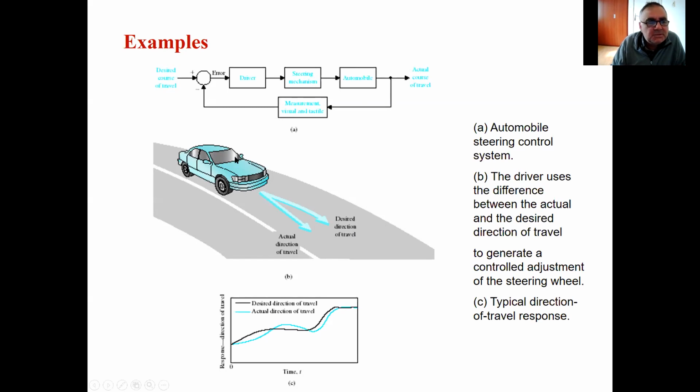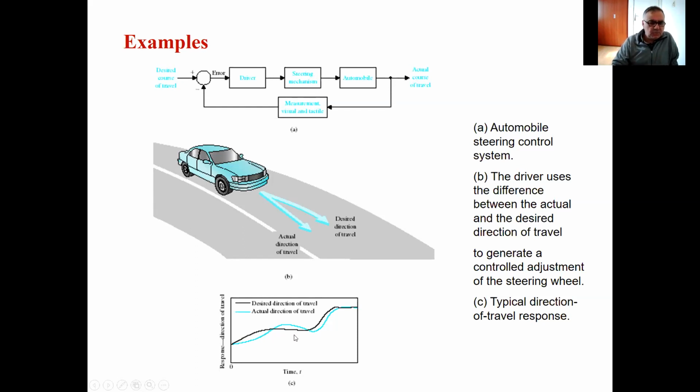When a human drives a car, he or she sees how the road turns. Therefore, by visual measurement, we see how the road turns, and we try to turn the steering mechanism. The controller is the driver here, who uses the steering mechanism to drive the car in the actual course of travel.